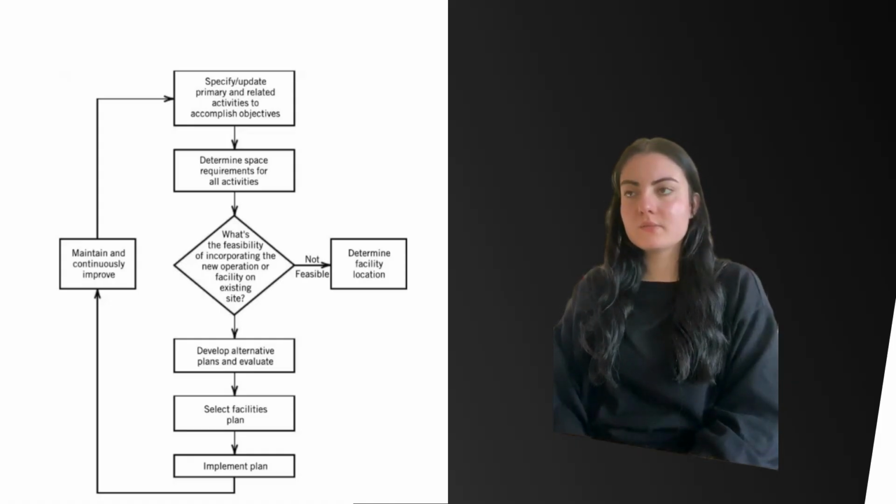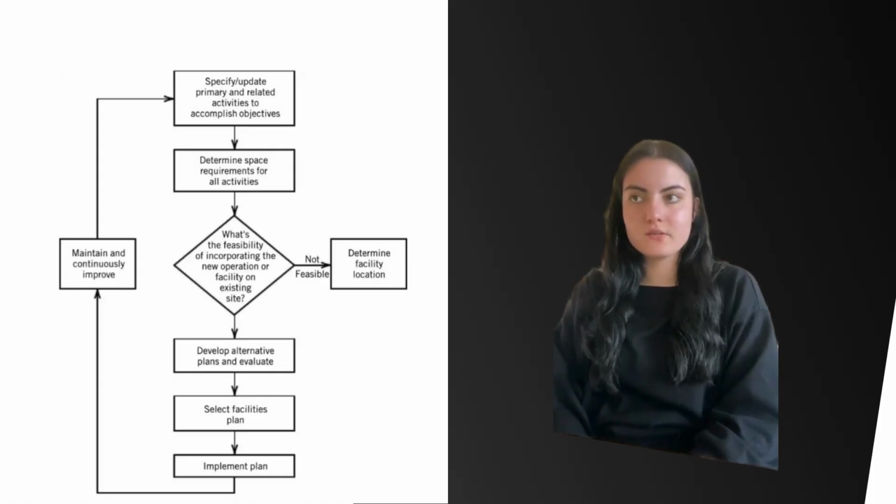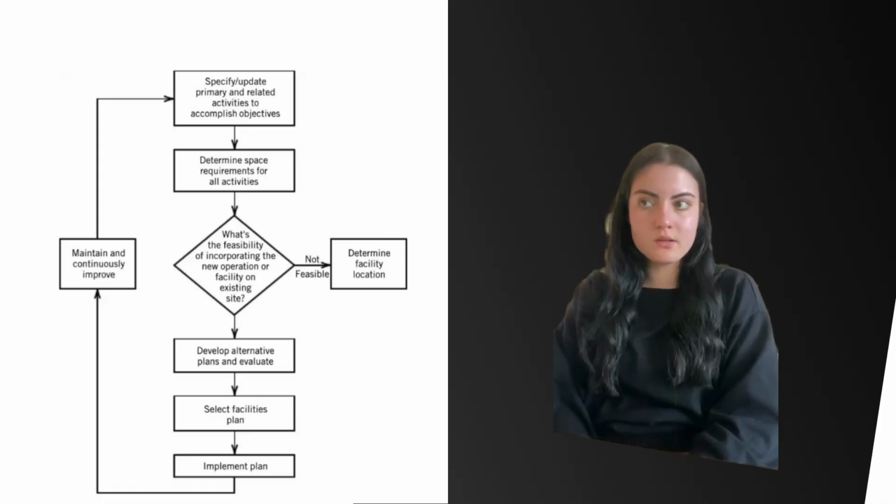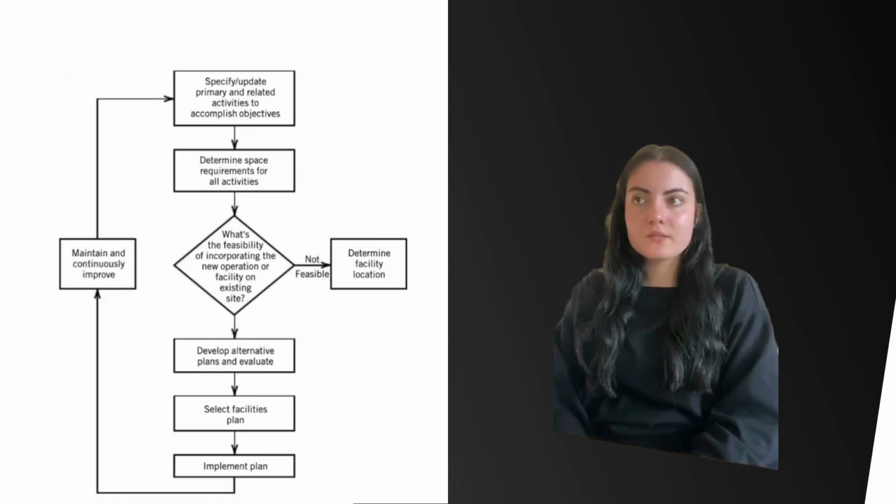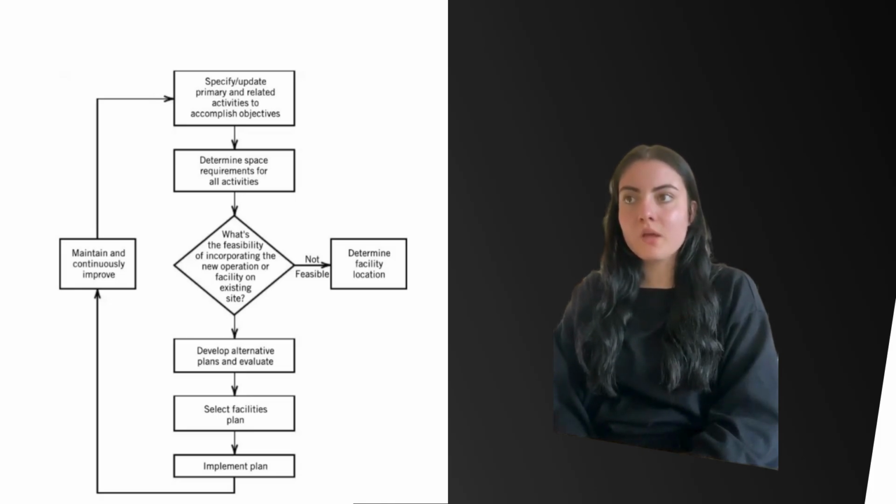The cycle begins with specifying or updating the primary and related activities needed to accomplish the objectives. After that, space requirements for all activities are determined. Then there is a feasibility question. Can the new operation or facility be incorporated into the existing site, or is that not feasible? If it is not feasible, then the facility location may need to be reconsidered. If it is feasible, the next steps are to develop alternative plans, evaluate them, select the best facilities plan, and implement it. After implementation, the cycle continues with maintaining and continuously improving the system.